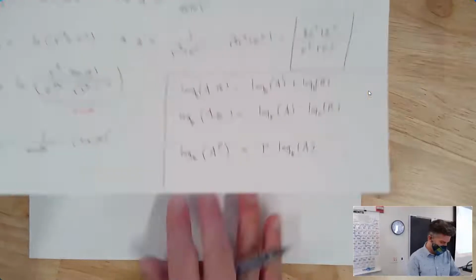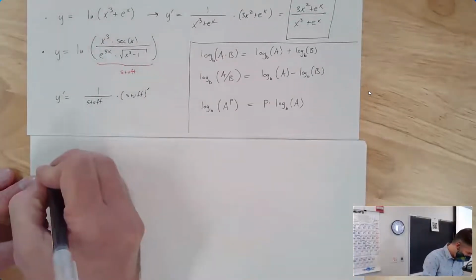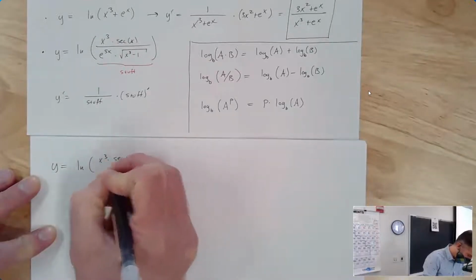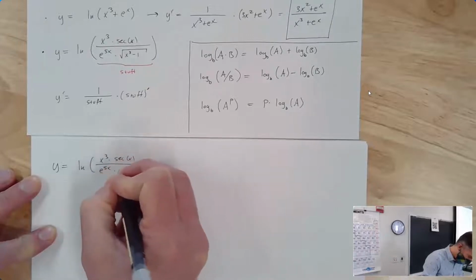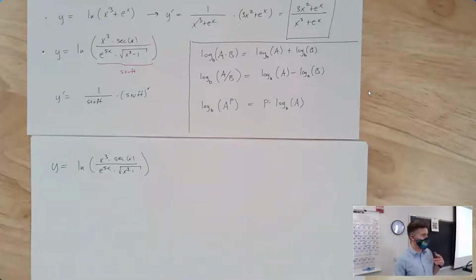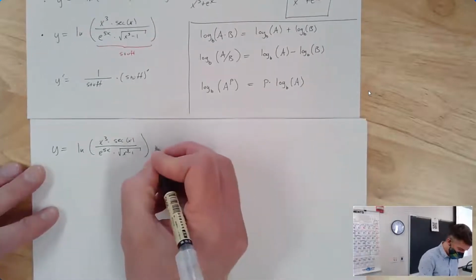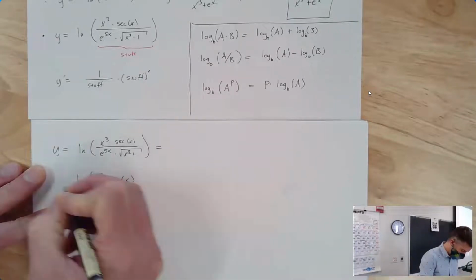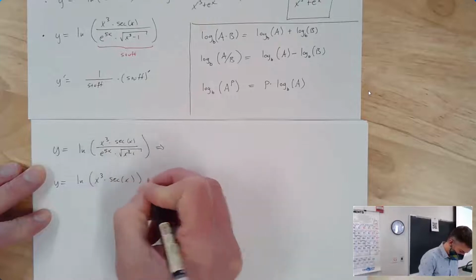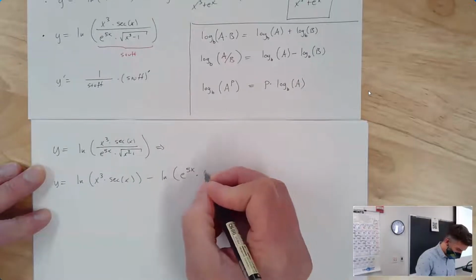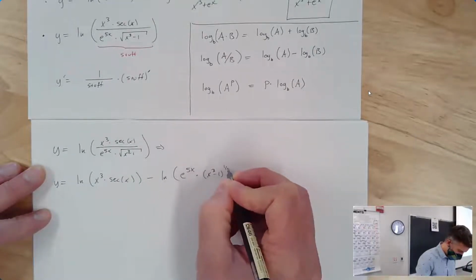So let's go ahead and rewrite this thing, and we're going to break it up. So we've got y equal to the natural log of x cubed times secant of x over e to the 5x times the square root of x cubed minus 1. So I'm going to show this in a couple steps, but then I'm going to say something again about how you can do it in just 1 or 2 steps. So I'm going to break this apart as the natural log of the top, x cubed times secant of x, minus the natural log of the bottom, natural log of e to the 5x times. I'm going to write square root of x cubed minus 1 as x cubed minus 1 to the 1/2.